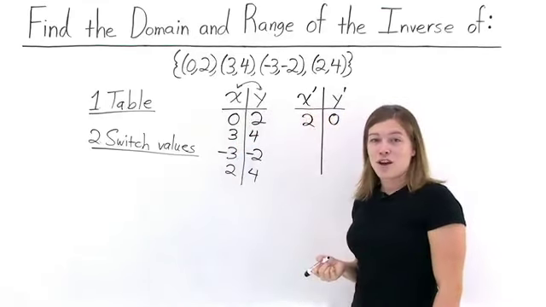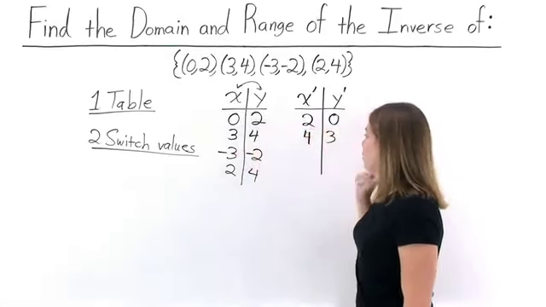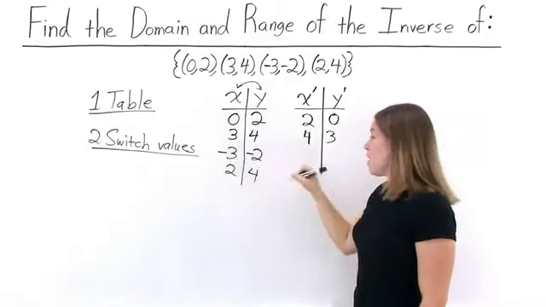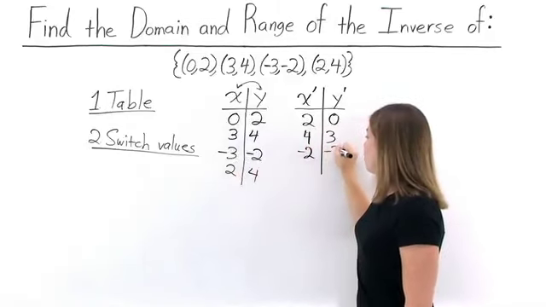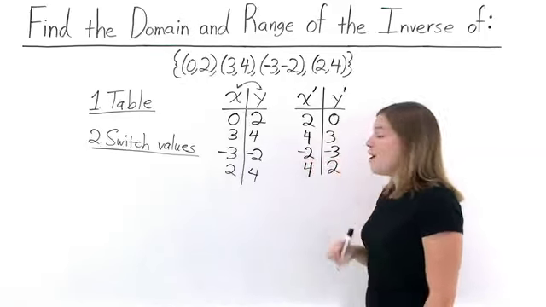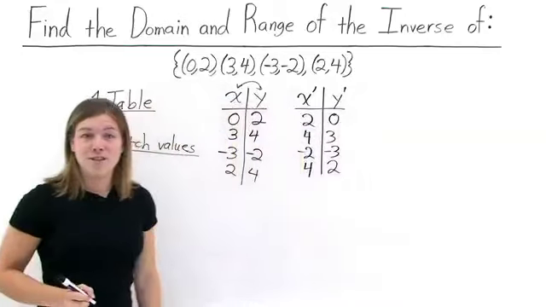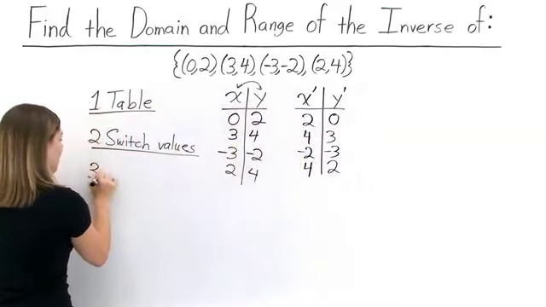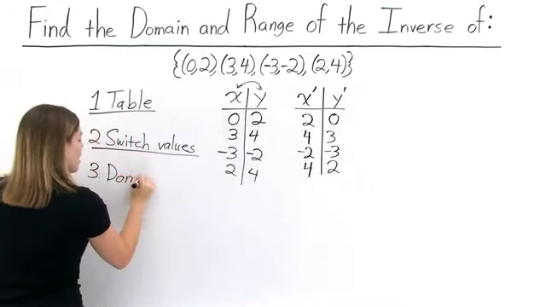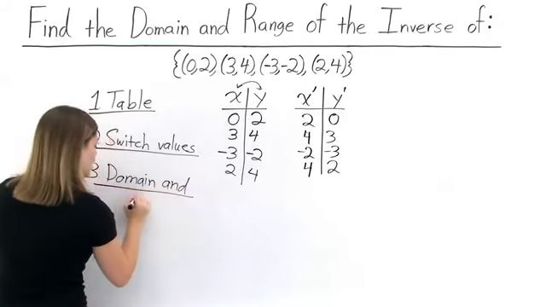Now we repeat this for the other ordered pairs. Instead of (3, 4), we have (4, 3). Instead of (-3, -2), we have (-2, -3). And lastly, instead of (2, 4), we have (4, 2). Now we found the inverse of our relation. We're ready for our last step. Step number 3 is to find the domain and range of the inverse of the relation that we just found.